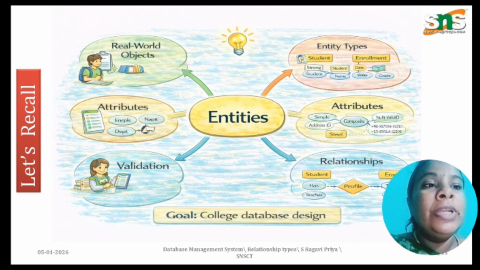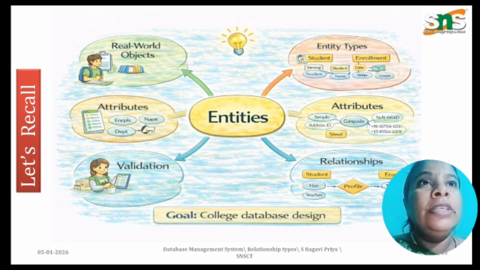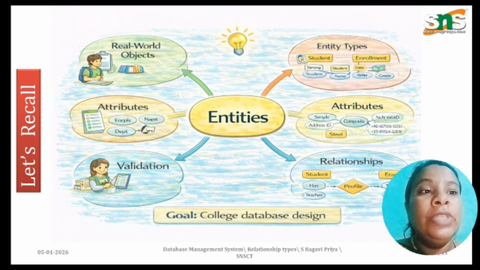So next one is attributes. We have different types of attributes such as single valued, multi-valued, composite attribute, etc. Then relationships and relationship types. So relationship is represented using diamond symbol. So entities are represented using rectangle, attributes are represented using oval, then relationship is represented using diamond for a database design.